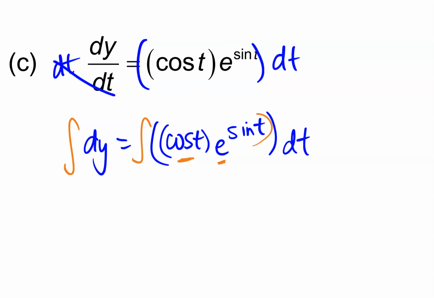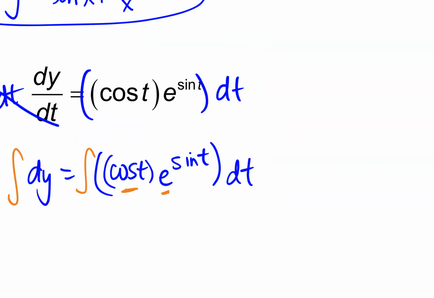But here's the deal. We have a function inside. It's literally e to the x, but I'm letting x be sine of t. So I have a composition of functions, so you must use u substitution. So u is equal to sine of t. That means du is equal to cosine t dt. And lucky for us, that's exactly what we have, cosine t dt.